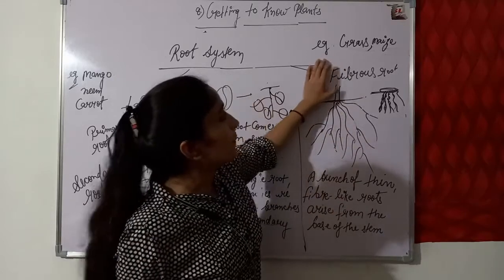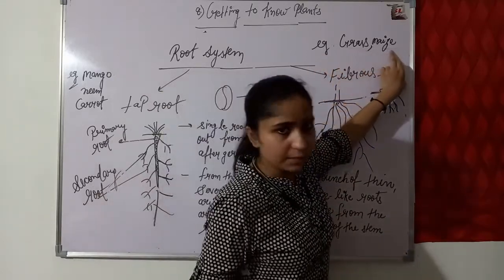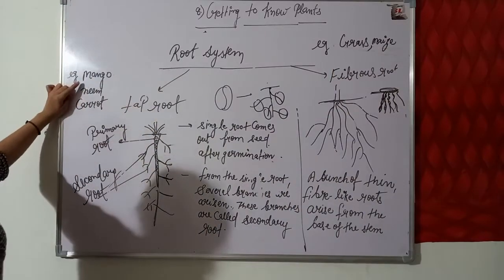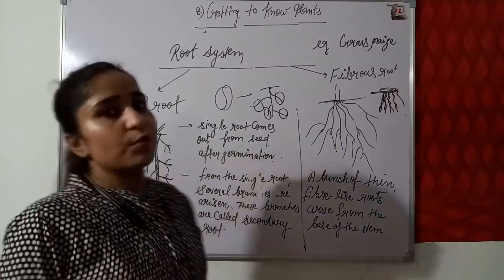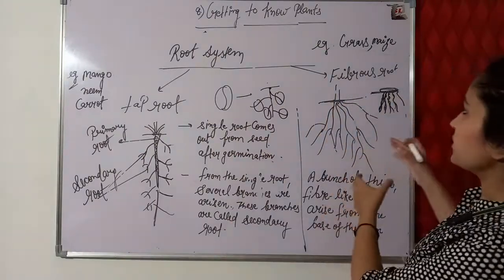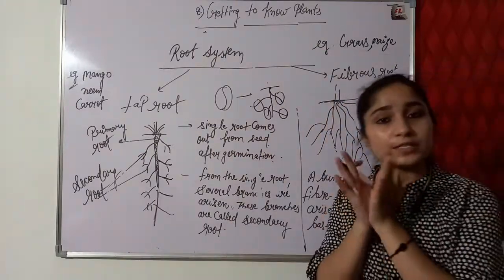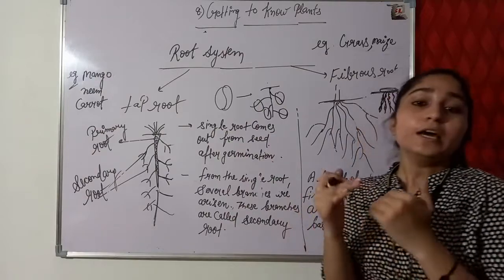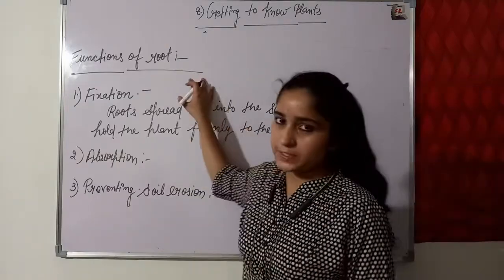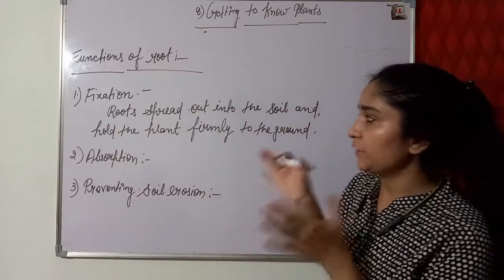They form the fibrous root system. Examples of the fibrous root system are grass and maize, and examples of the taproot system are mango, neem and carrot. I hope you have understood this topic very well: what the taproot and fibrous root systems are, and the difference between them in their structure. Students, there are three functions of roots.